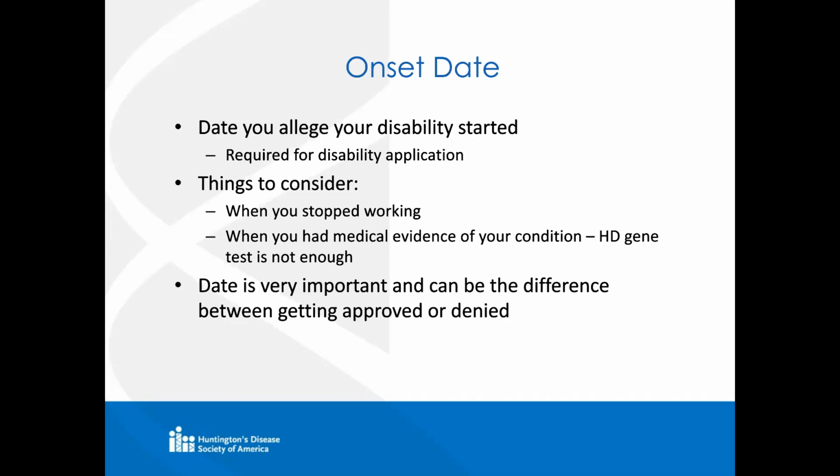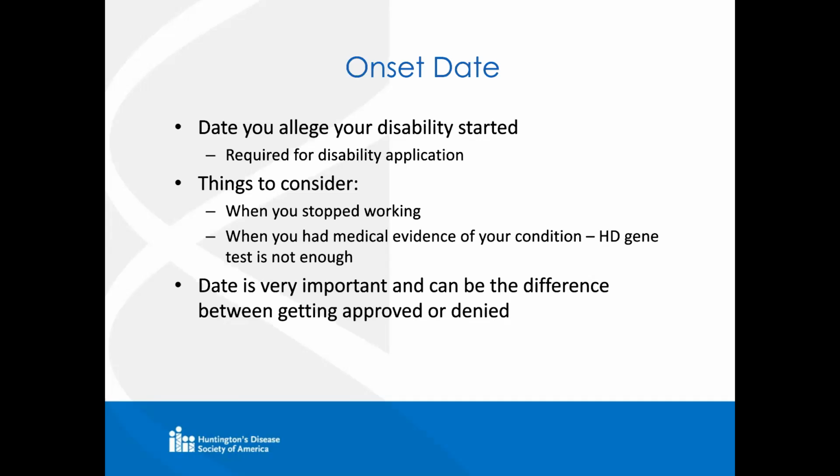Social Security will tell you to put the date you stop working. That is wrong. The date you stop working is still a relevant part of this equation. You cannot apply for disability if you're still working and making more than $1,310 per month, so you do have to take that into consideration. But if you have stopped working and don't have any medical care, you have no medical evidence, and you haven't gotten a clinical diagnosis of HD, you're not going to get approved for disability.